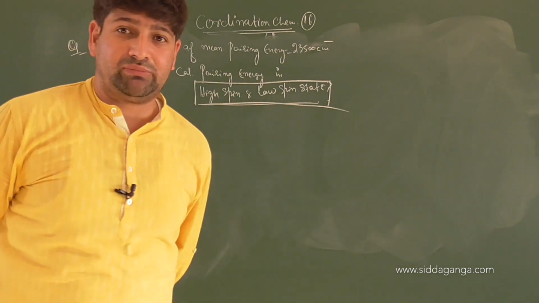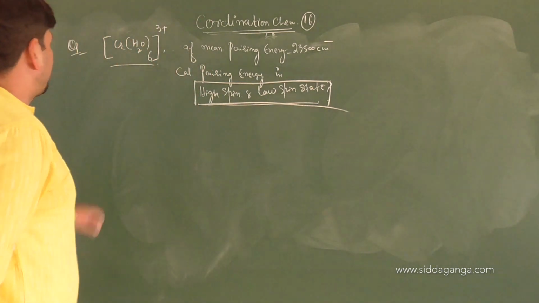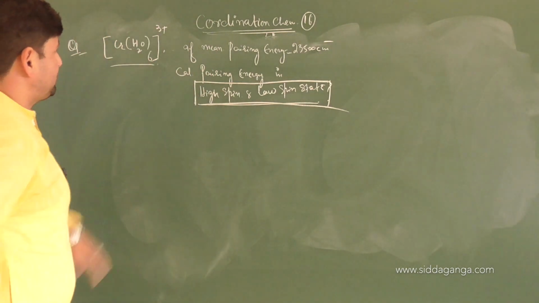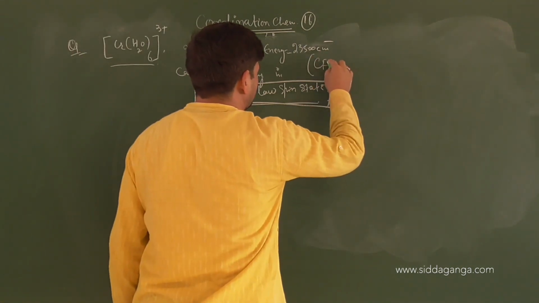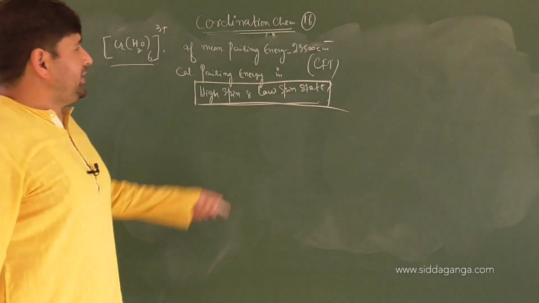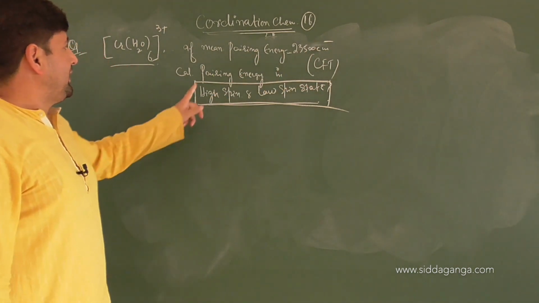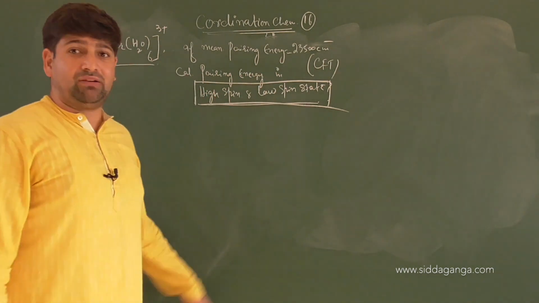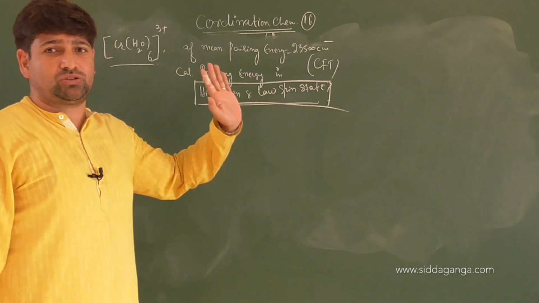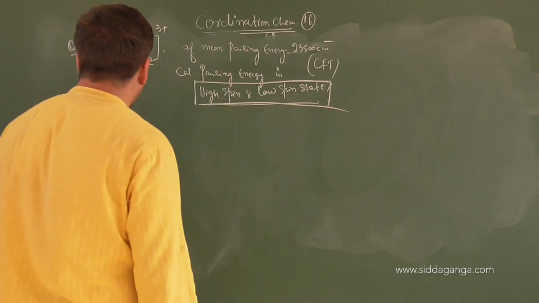Very important questions I am going to discuss now. Question is, complex is Cr H2O 6 3 plus. So technically, when mean pairing energy is given, we are using crystal field theory approach. Mean pairing energy in terms of wave number is given, 23500 centimeter inverse. Calculate pairing energy in high spin and low spin states. You have to calculate pairing energy in high spin and low spin states. Am I clear or not? Right. Let's have a look now.